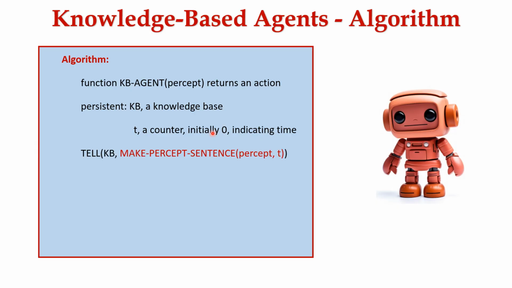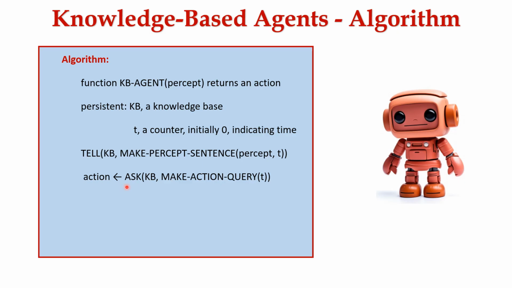As a first step, the agent gets percept, that is, gets input from the environment at each time step using the function called make percept sentence. Then the agent needs to update the knowledge in the knowledge base. This is done by using the function called tell. This is to remember what it just perceived. As an overall, in this step, it is just like noting an entry that at time t agent perceives this.